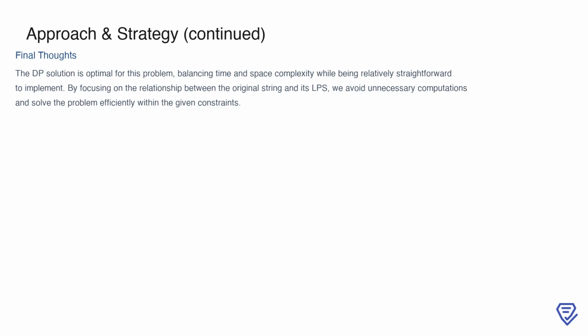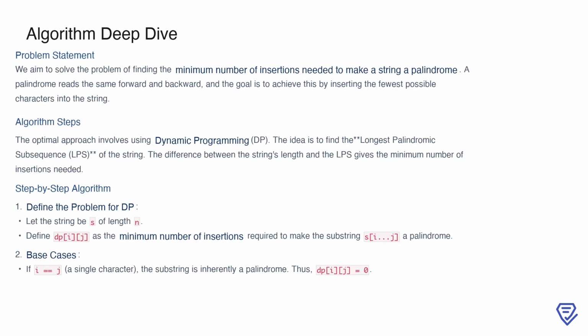By leveraging the relationship between the original string and its longest palindromic subsequence, we avoid redundant computations and transform the problem into a well-understood one. This approach ensures that we operate efficiently within the given constraints and is robust enough for large input sizes. Ultimately, it provides a structured and elegant methodology for tackling the challenge of making a string a palindrome with the minimum number of insertions.